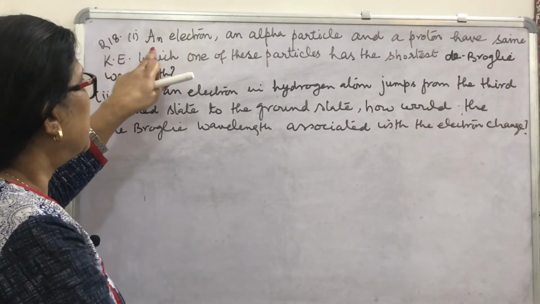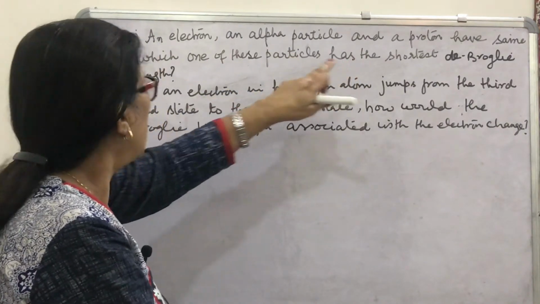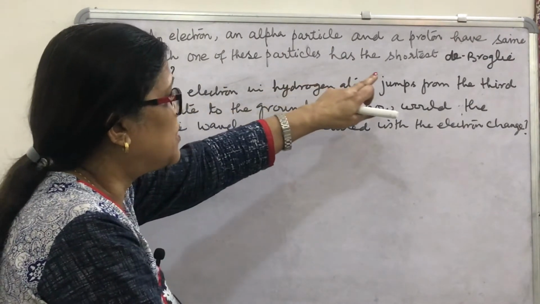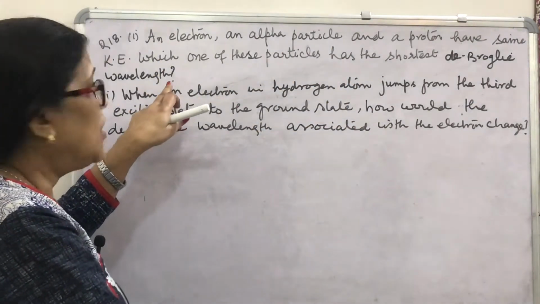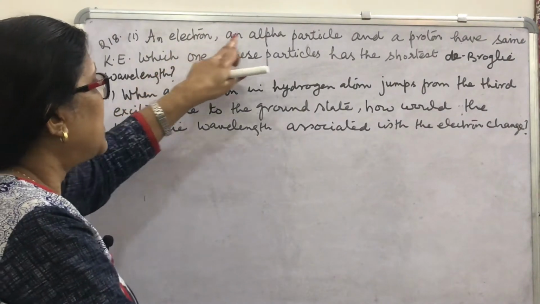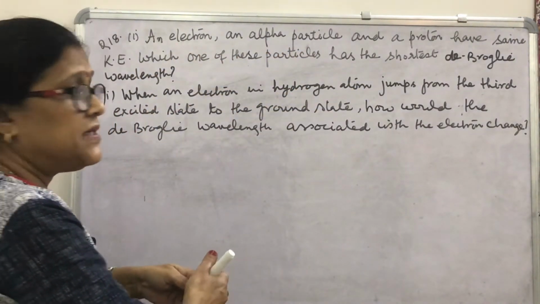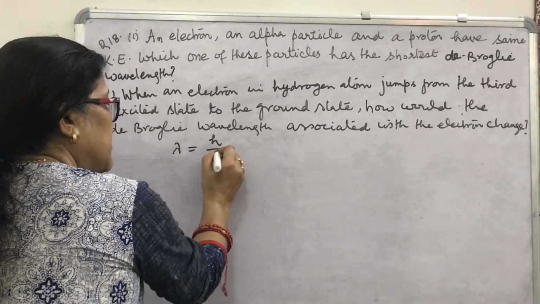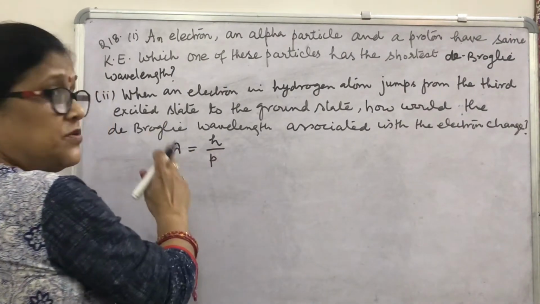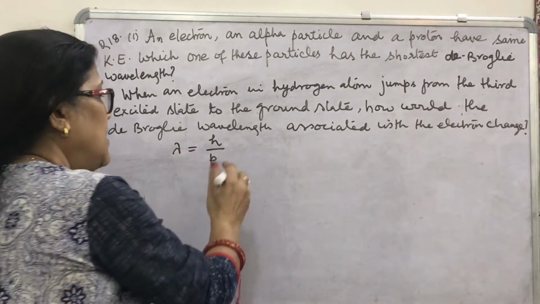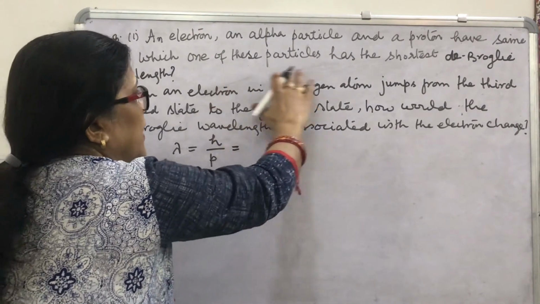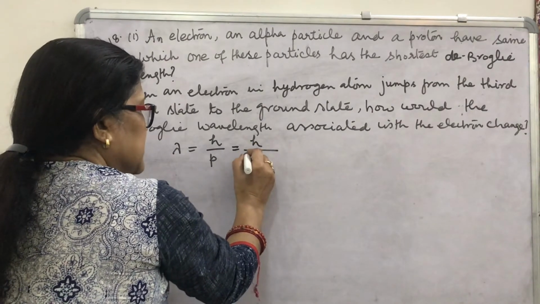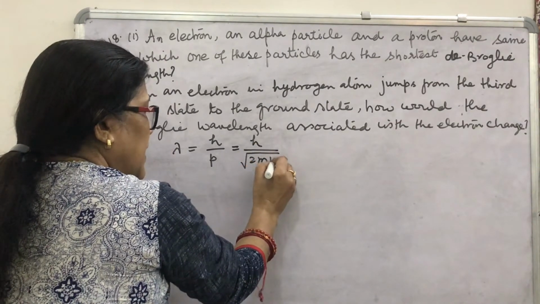18. First part: an electron, an alpha particle and a proton have the same kinetic energy. Which one of these particles has the shortest de Broglie wavelength? How will you solve the first part? You know, electron, alpha particle and proton are of different masses, and how is the de Broglie wavelength given? This is lambda equal to h upon p, the wavelength associated with every moving particle. They have the same kinetic energy, so write momentum in terms of kinetic energy, then this will be under root 2mK.